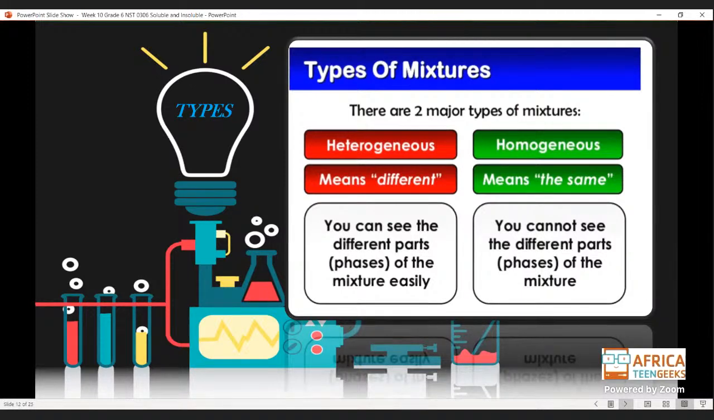Some of you, we were on yesterday, you were jotting this down, the two types of mixtures. I really like this example because it gives you a nice meaning. For example, heterogeneous refers to different, so you can see the different parts. Homogeneous means the same, so you cannot see the different parts. Everything looks the same. So I just thought it was a really nice example, especially for learning.